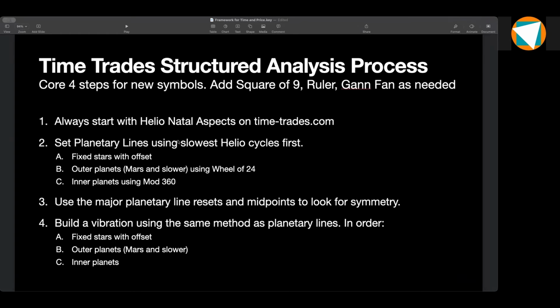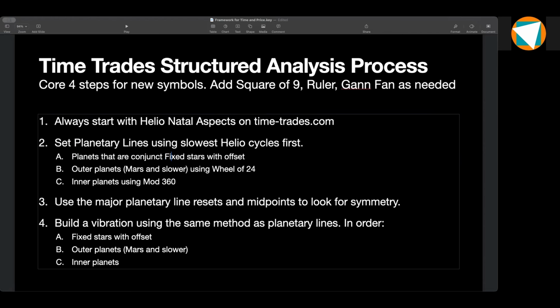Step 2, set up some planetary lines using the slowest helio cycles first. So start with heliocentric cycles that are conjunct fixed stars. This is what I mean by fixed stars with an offset. I'm going to expand on that and say planets that are conjunct fixed stars with an offset.